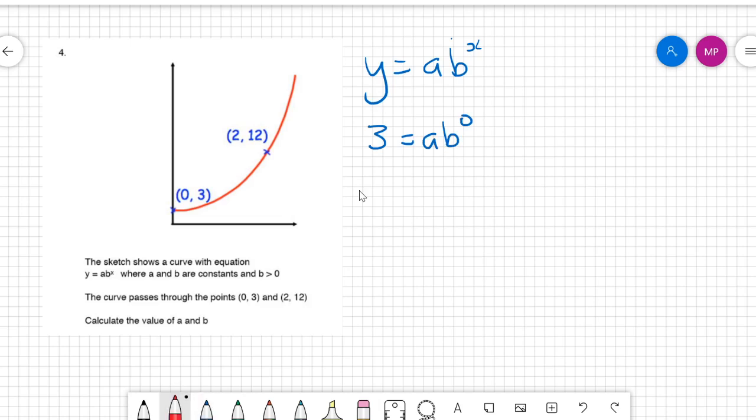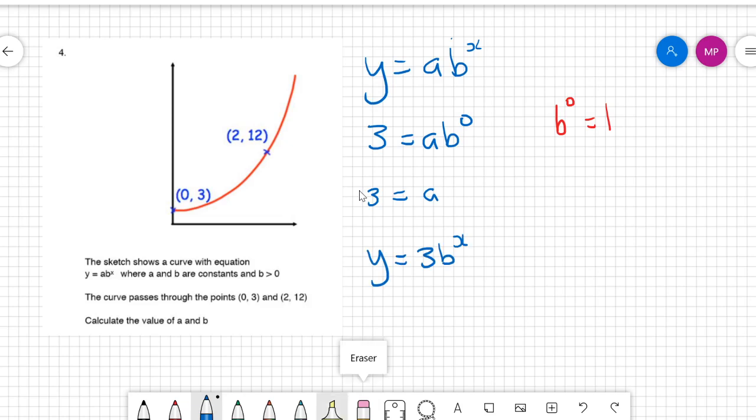Now before I move on, I know, and everybody should know, that b to the power 0 is actually 1, because anything to the power 0 is 1. So when I've got my equation 3 equals ab to the power 0, I can now replace b to the power 0 with 1. So it gives me 3 equals a times 1, which I can just write as a. So before I've even substituted in the second coordinate, I've worked out that the equation is y equals 3b to the power x. I've worked out that the value of a is 3.